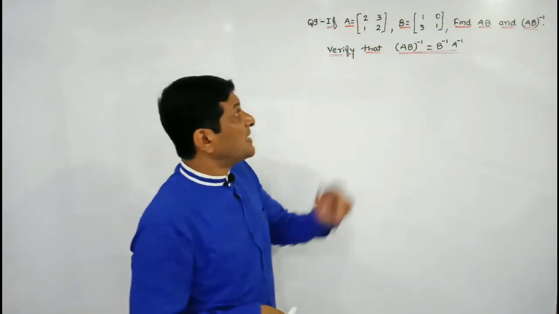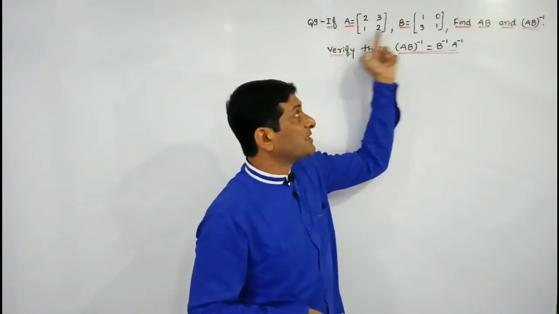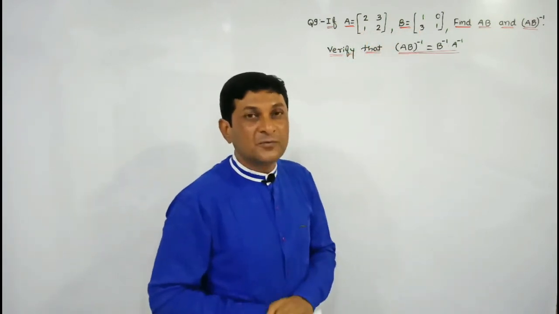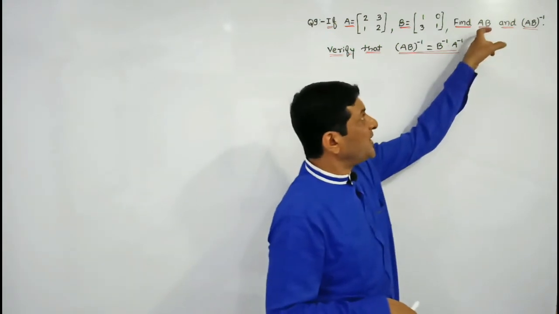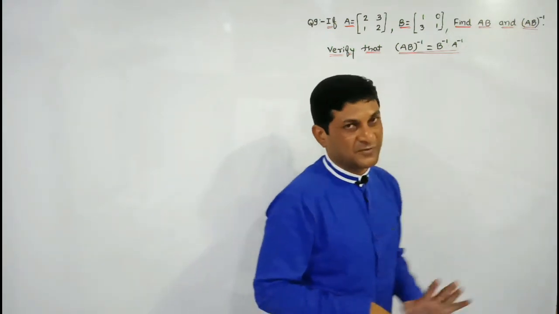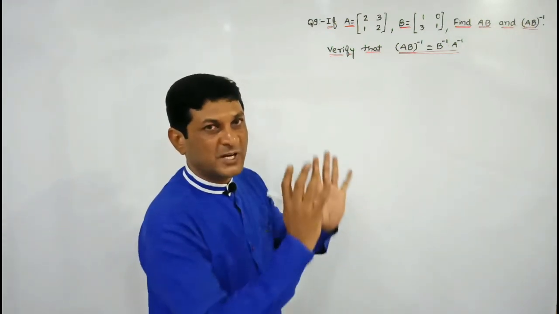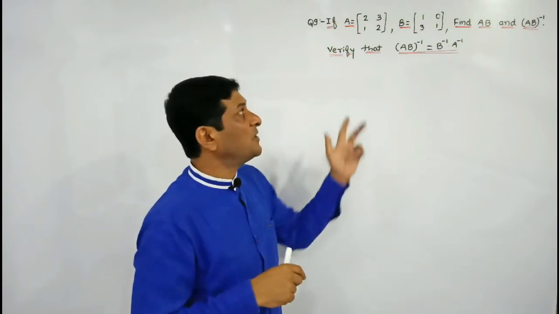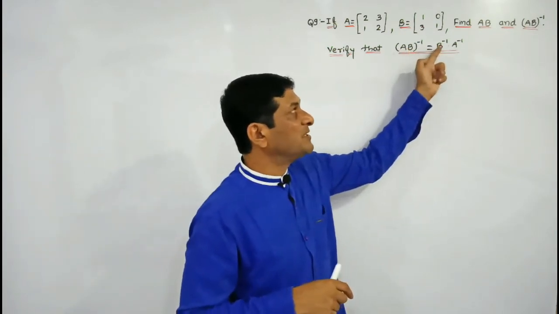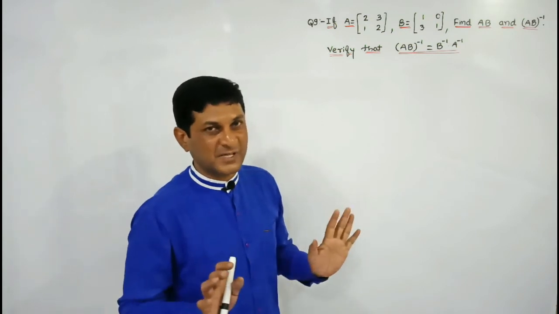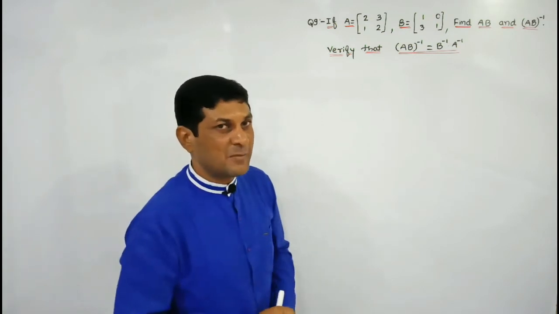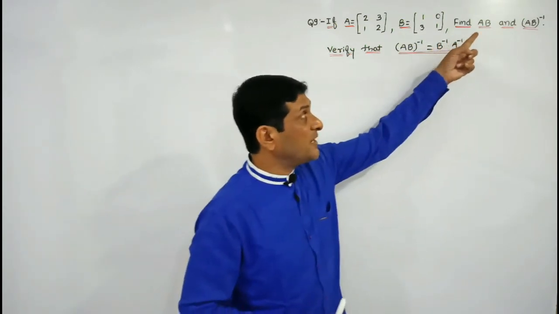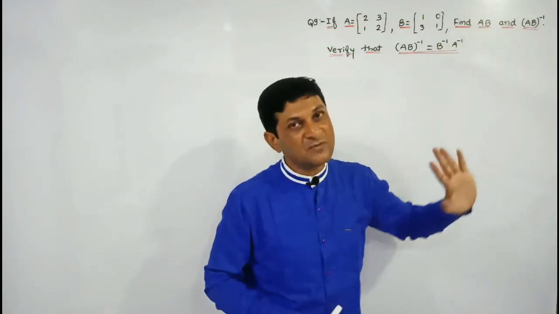See, in this example, two matrices are given to us. A and B are two matrices. The first part of this question is to find out AB and the inverse of AB. So first we are trying to complete the first part, and in the second part we have to verify that the inverse of AB is equal to B inverse into what? A inverse. Later on we will discuss the second part. First let us try to find out the value of AB and the inverse of AB.